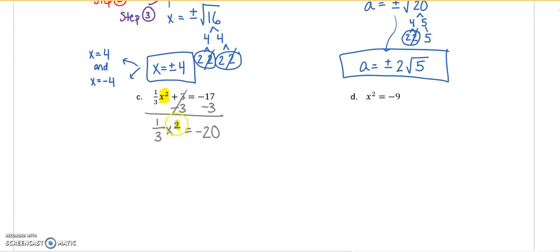Now, I'm still trying to get x squared by itself, so I have to get rid of this 1/3. But it is a fraction. That makes things a little more difficult. Do you remember how to get rid of fractions when they're the coefficient?